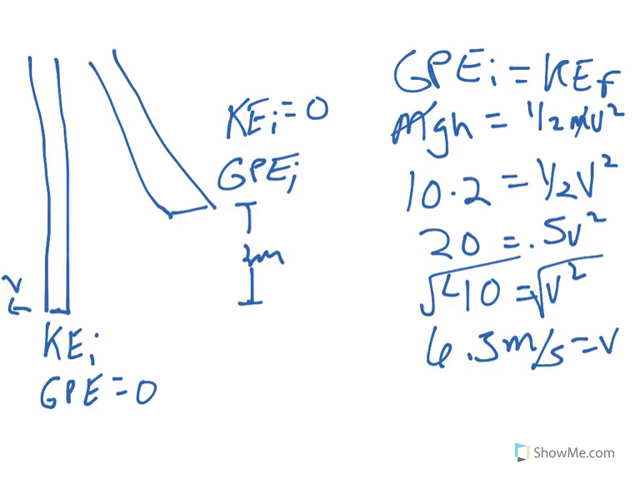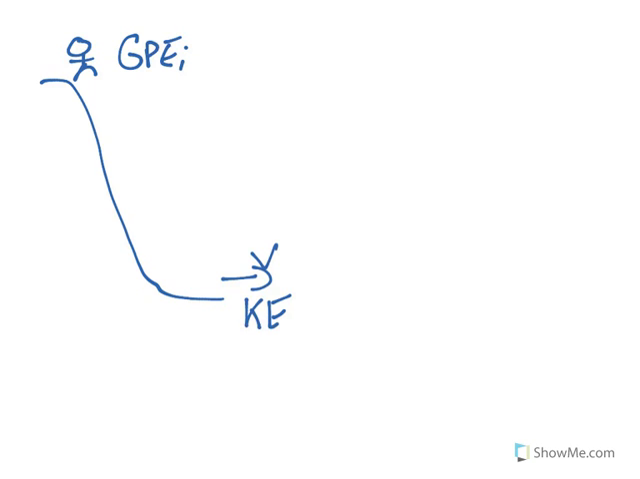Okay? Number 2. Same deal, except this time, instead of the girl being on a swing, she's on a slide. Up here at the top of the slide, our girl has gravitational potential energy. Down here at the bottom of the slide, she has kinetic energy and no gravitational potential energy because she's used it all up. And she has no kinetic energy up here because she hasn't started moving yet. In the course of sliding, she loses 100 joules to heat.